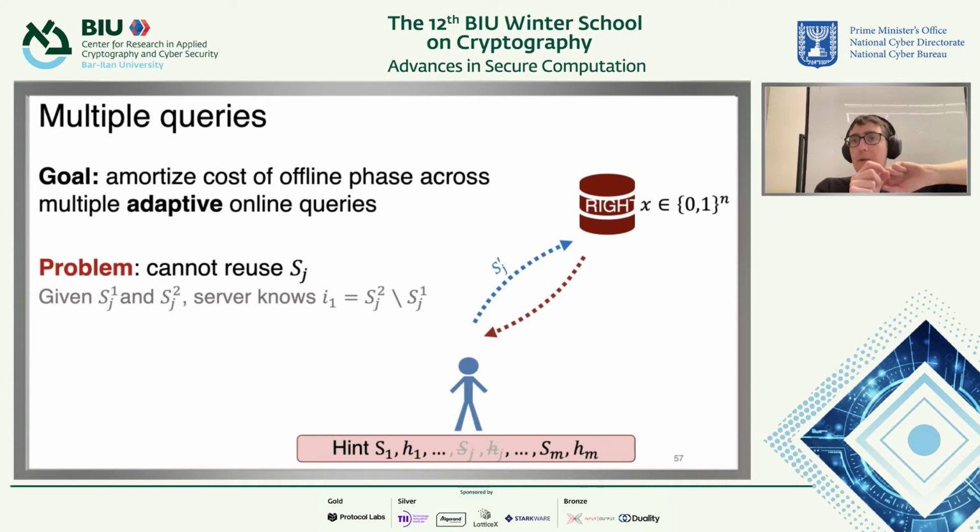Only, on the first time, one element was removed, and in the other case, a different element was removed. So it computes the symmetric difference between the two sets, and will leak exactly the indices that the client has been trying to read. So the lesson is we cannot use the same set more than once. After we use a set, we must discard it.